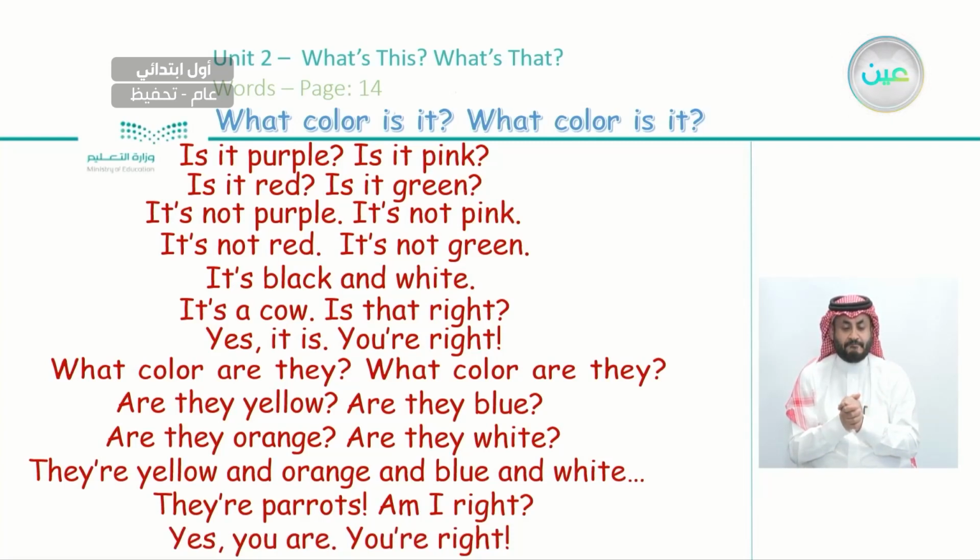You're right. Okay, now can you read it? Yes, let's practice. So the first sentence here, can you read it? Is it purple? Excellent. Is it pink? Excellent. Here. Is it red? Is it green? Excellent. Okay, here.